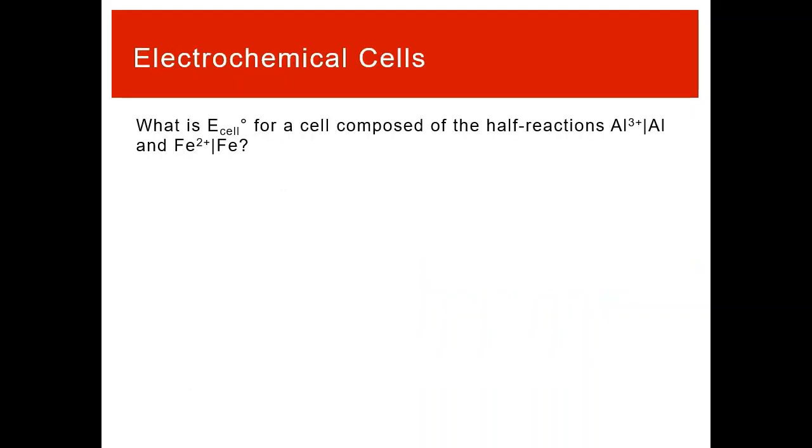So let's look at an example. What is E cell naught for the cell composed of the half reactions Al3+ to Al and Fe2+ to Fe? All right, so what is E cell? A cell composed of the half reactions Al3+ | Al and Fe2+ | Fe.